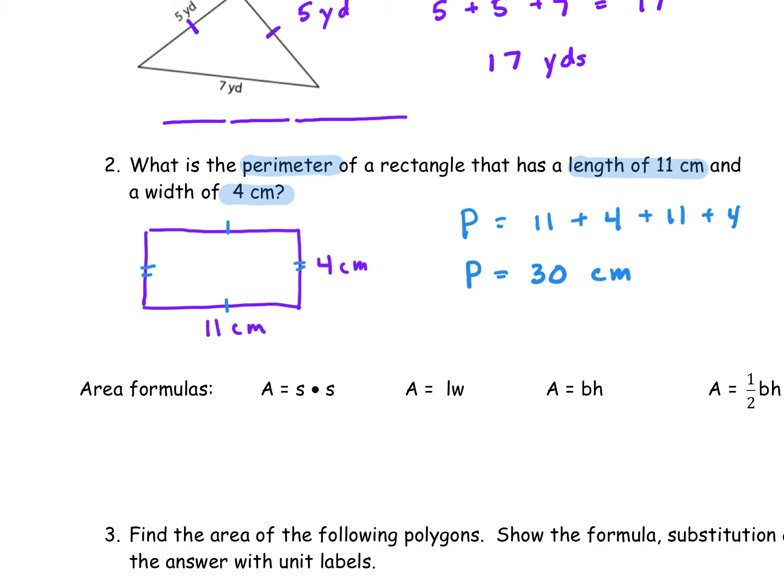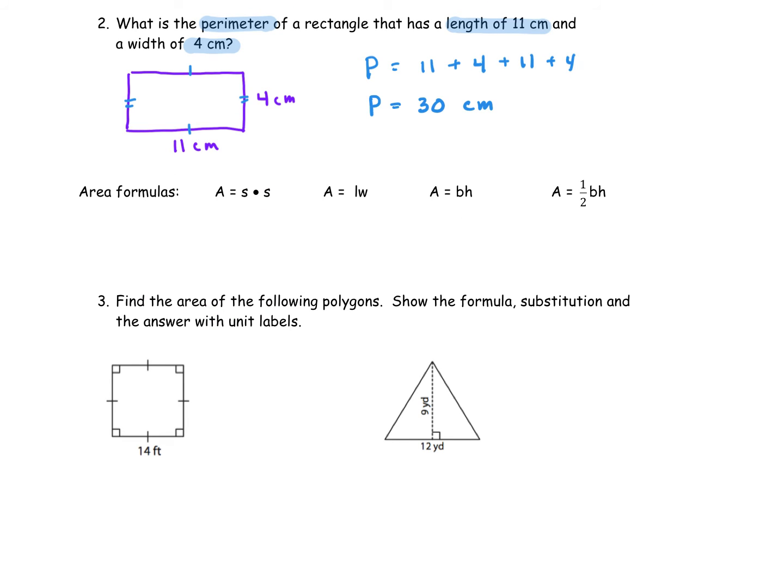Let's go on to area. Area is 2-dimensional, and we're going to multiply. Each polygon has its own personal formula. So for a square, all the sides are the same. So we could use side times side. We only need 2 of them. We don't go all the way around and add all of them. We're multiplying 2 of them.